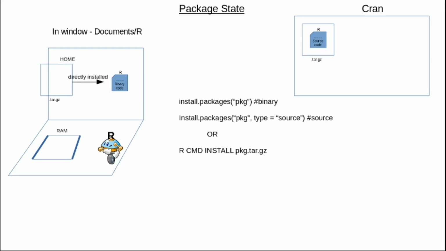If you want to install the package source code, the R source code, which is contained in the .tar.gz form from the CRAN website, you have to run this command: install.packages, your package name, and you have to type type equal to source. I will show you all these things by doing them manually so that you can understand.